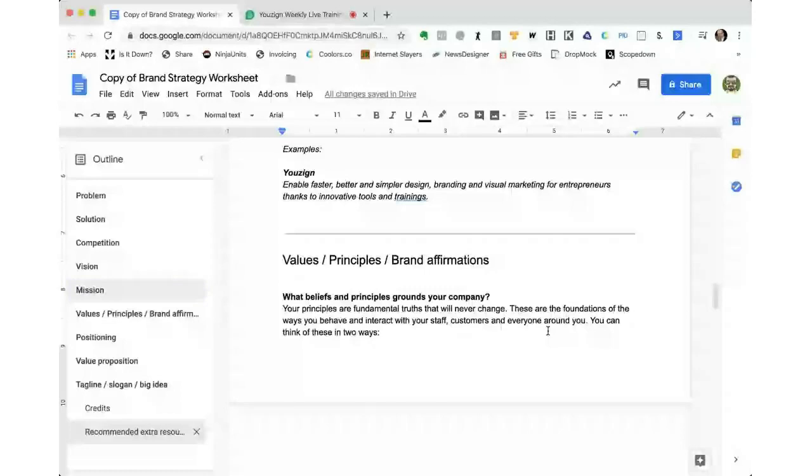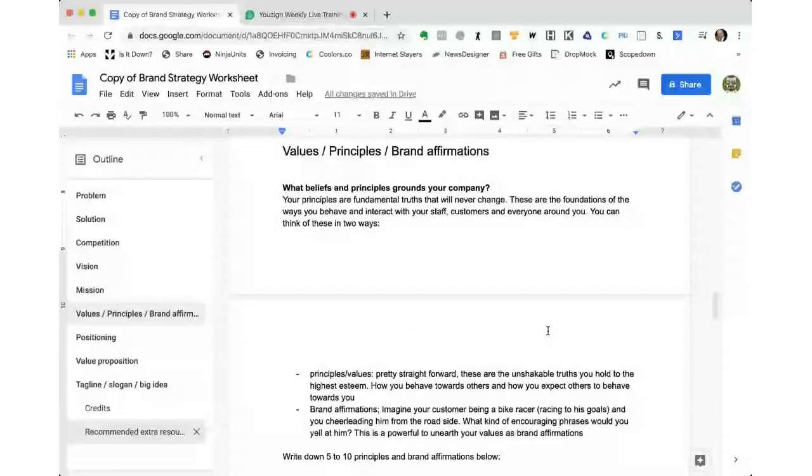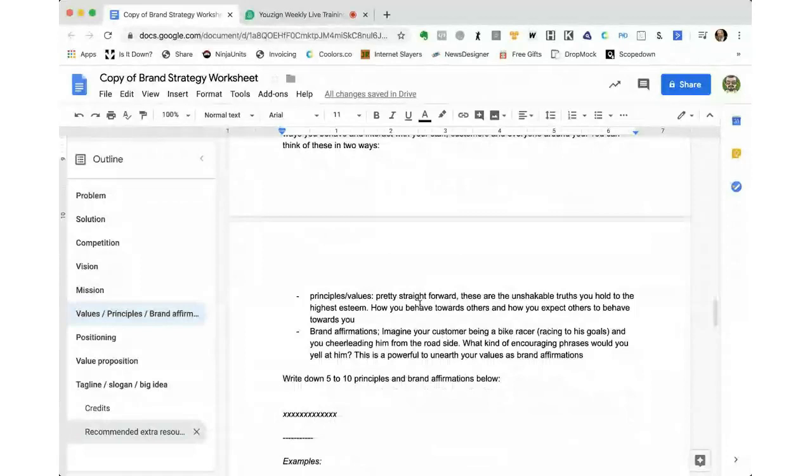You can think of these in 2 ways. Principles and values are pretty straightforward. These are unshakable truths that you hold in the highest esteem. You behave toward others and how you expect others to behave towards you because you hold those values to be true. All right. So that's the first one.